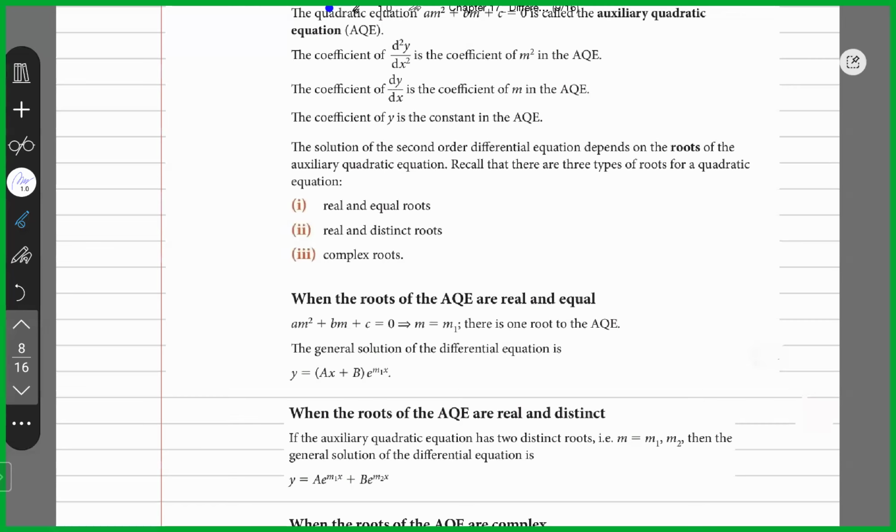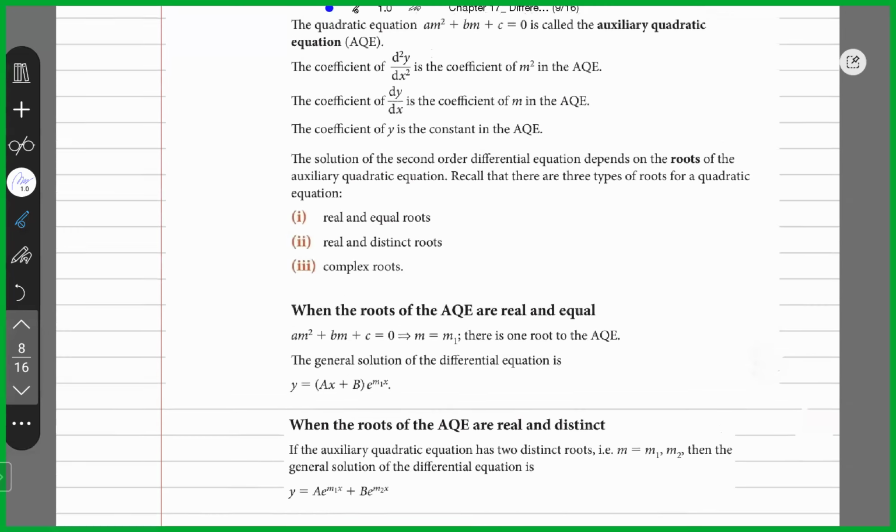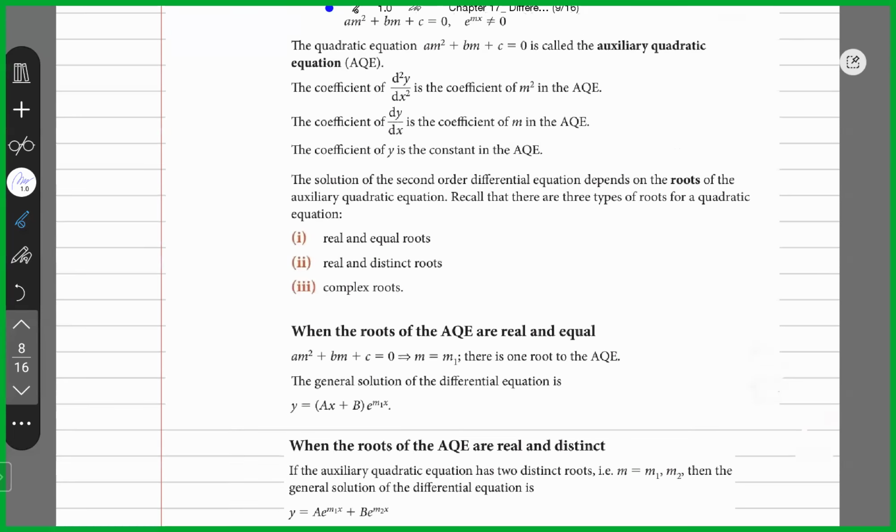For the AQE, the auxiliary quadratic equation, the coefficient of d2y by dx squared is the coefficient of m squared. The coefficient of dy by dx is the coefficient of m, and the coefficient of y is the constant in the AQE. Now, the solution of the second order differential equation depends on the roots of the auxiliary quadratic equation.